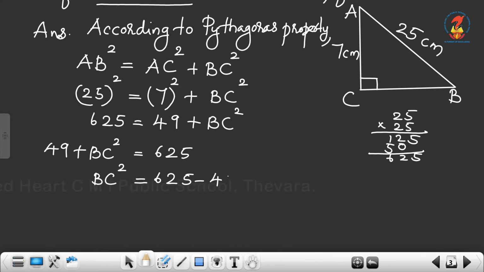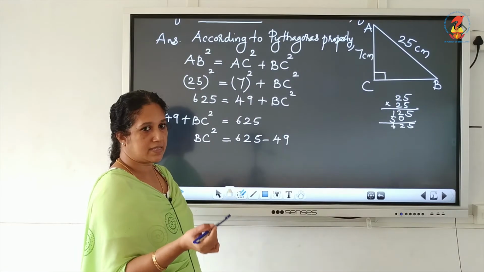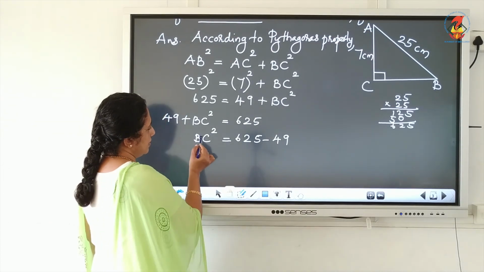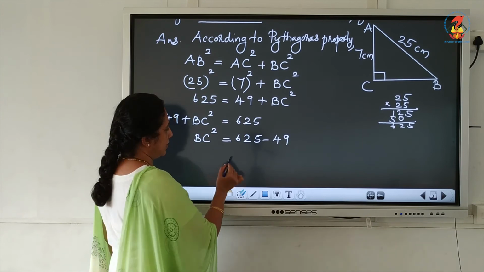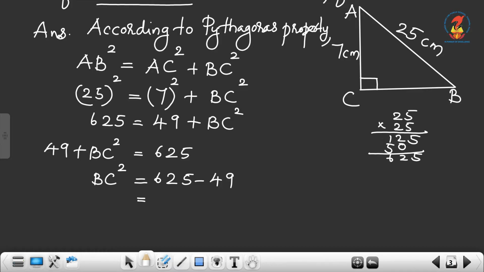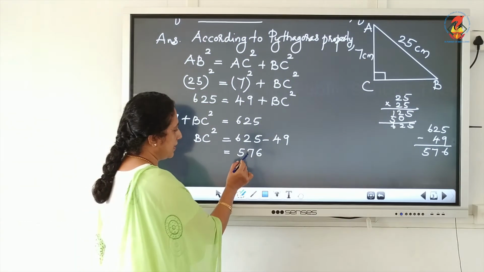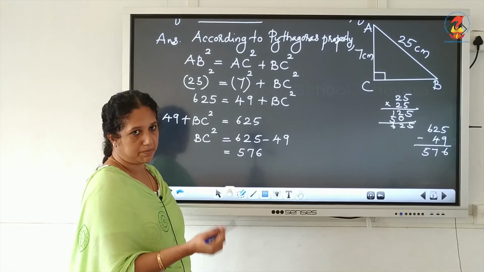625 minus 49. You have already learned how to solve a simple equation. Therefore, BC square is equal to 625 minus 49, which equals 576. Now we have to find out 576 is the square of which number.